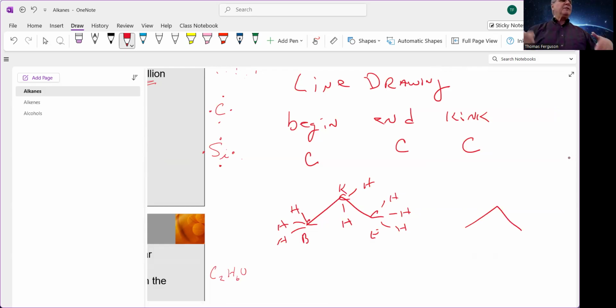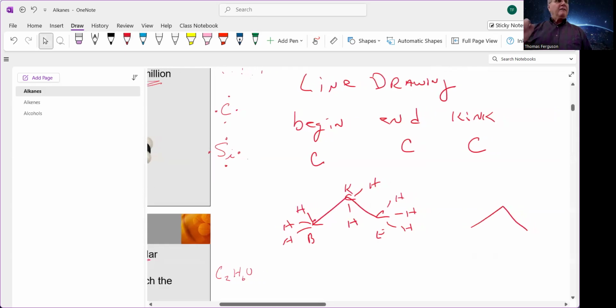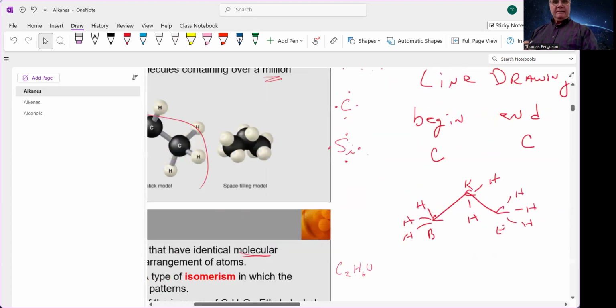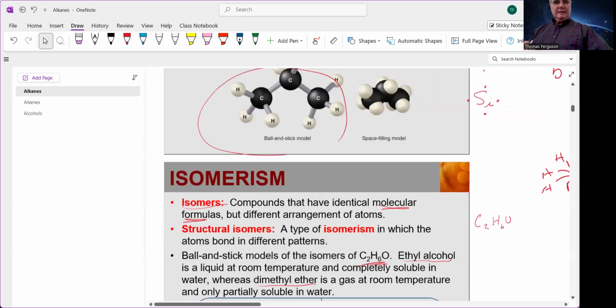Now you're going to be quite comfortable with line drawings after a while because you're going to be doing a whole bunch in this class, a whole bunch. Are there any questions about that? This is crucial you understand this line drawing process. Okay, all right, so let's go on.